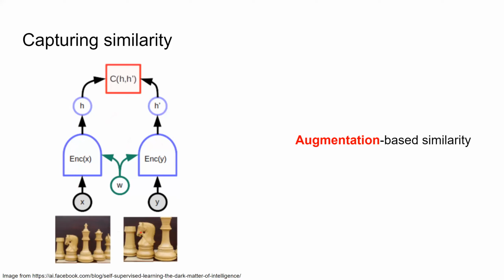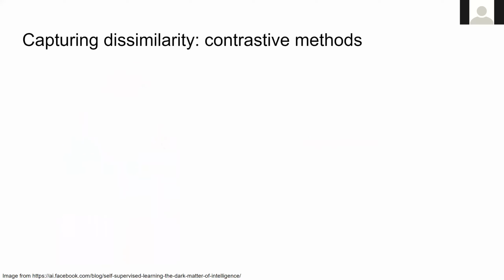And now that we know this, we have to move to the second part, which is how can we capture dissimilarity instead? So how can we prevent our model from always giving the same output? And here, the straightforward approach is that of contrastive learning, a concept that was out there well before self-supervised learning became a thing.